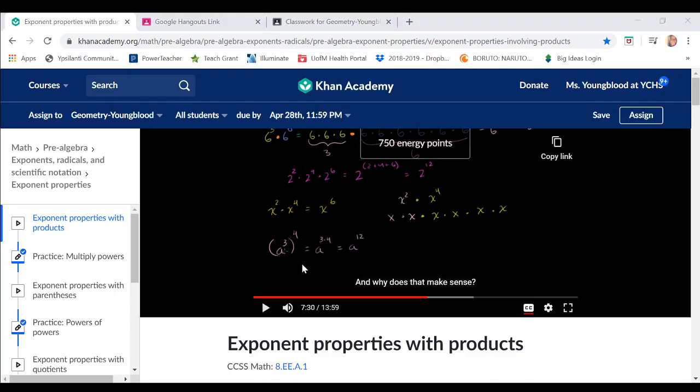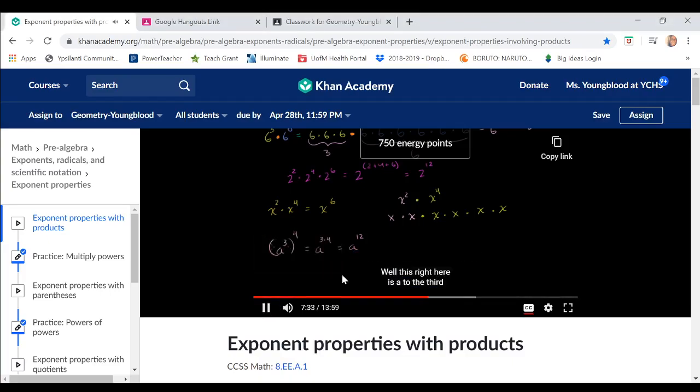So here in the video, all Sal did was multiply 3 times 4, but that's because this is in the parentheses. So with this one, we add the exponent because it's not in the parentheses. With this one, we're multiplying, and he's actually going to go in detail and show you why you multiply, so it should make sense. Why does that make sense?